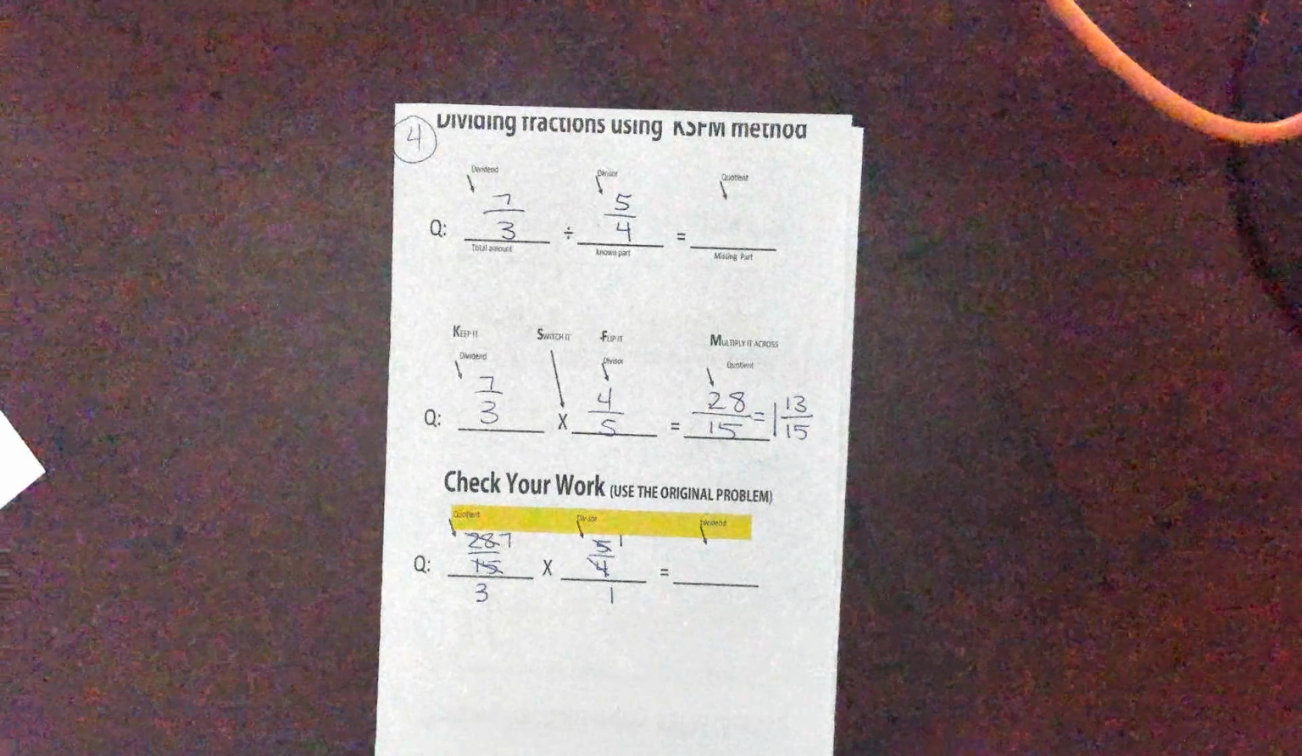Now I just simply multiply across my smaller numbers. So I have 7 times 1, which gives me 7, and 3 times 1, which gives me 3. So, as you notice, we ended back up with where we started, which was 7/3. So my answer, 1 13/15, or 28/15, was the correct answer.